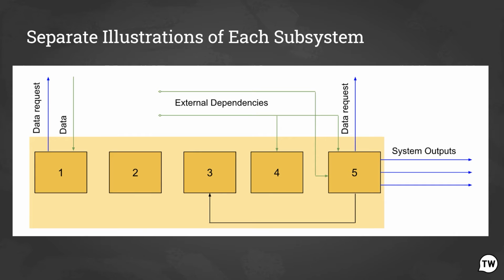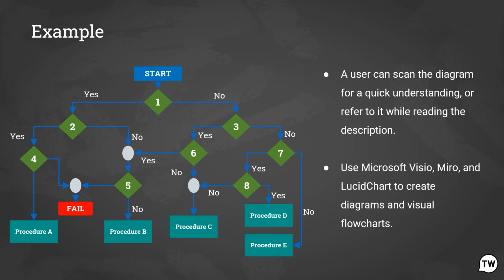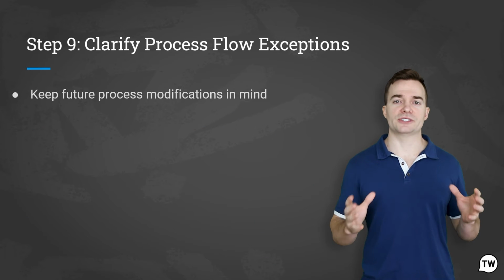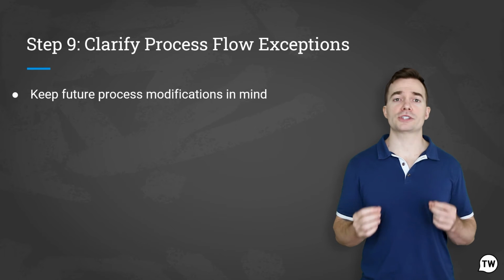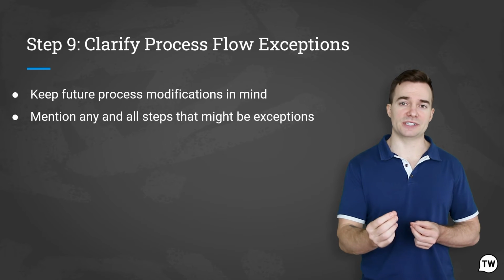The idea is after showing the big picture, then you want to provide separate illustrations of each subsystem. And in that way, when someone can look at the different subsystems, they can easily add that up into the entire system itself. In step 9, it is time to keep future process modifications in mind. It's important to mention any and all steps that might be exceptions to the ones listed in the documentation.